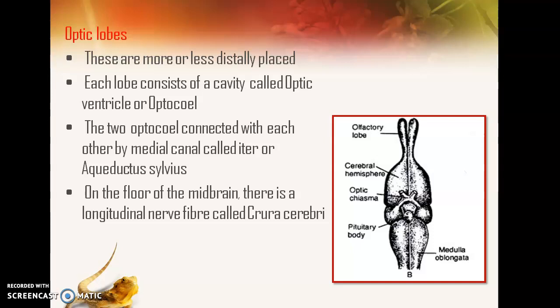The two optocoels in the optic lobes are connected by a nerve band, that is called the iter or aqueductus cerebri. Then on the floor of this midbrain there is a longitudinal nerve fiber that is called the crura cerebri.